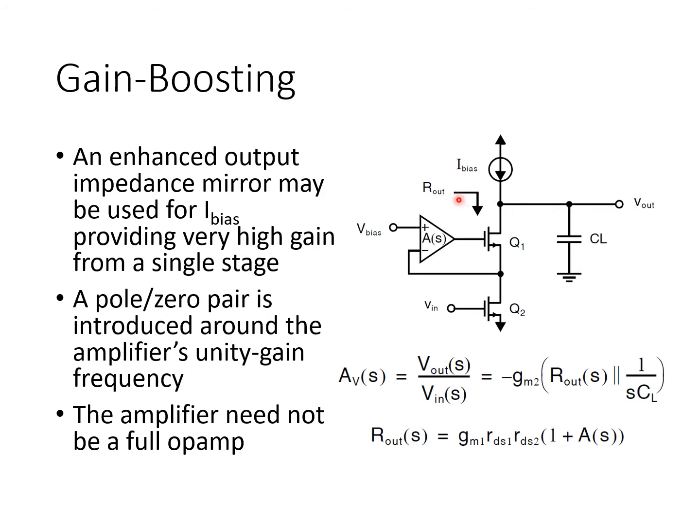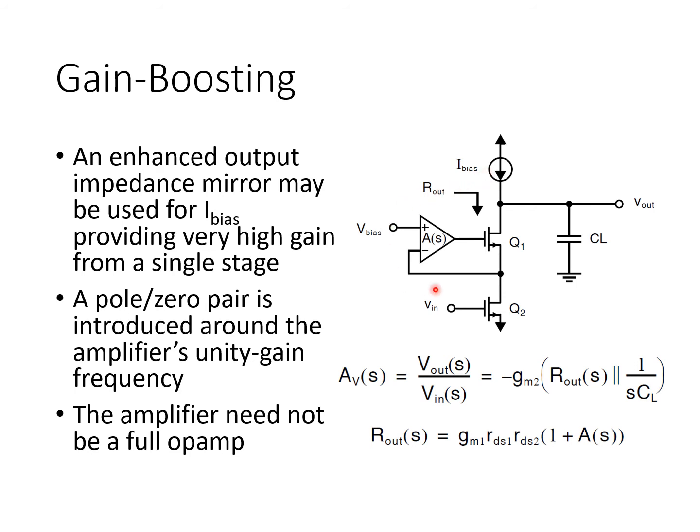Now, to realize the full benefit of gain boosting, you of course need a very high output impedance active load, I bias here as well. So in general, if you use gain boosting for the Cascode amplifier, you're going to also want to use a similar output impedance enhancement amplifier for this current source, I bias.